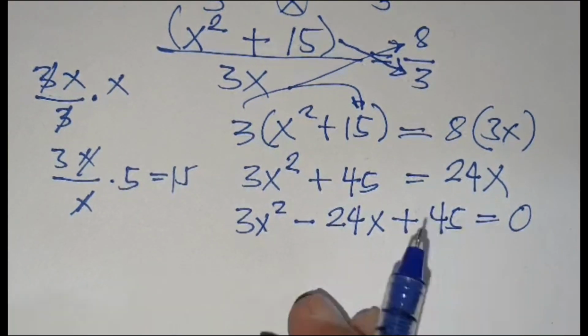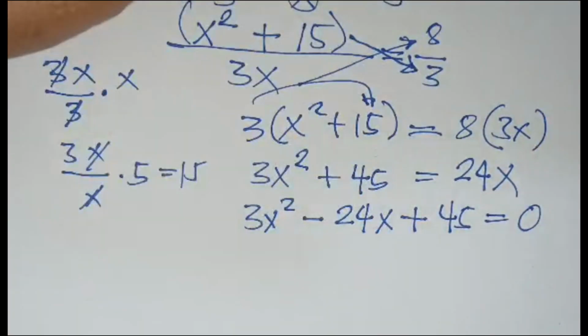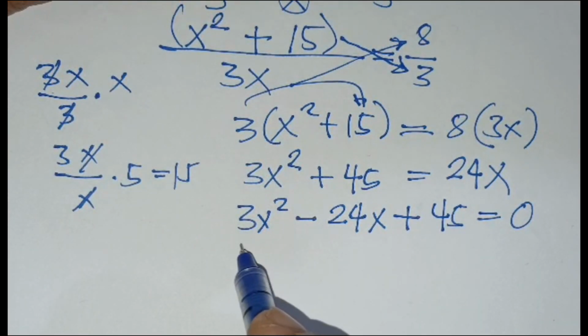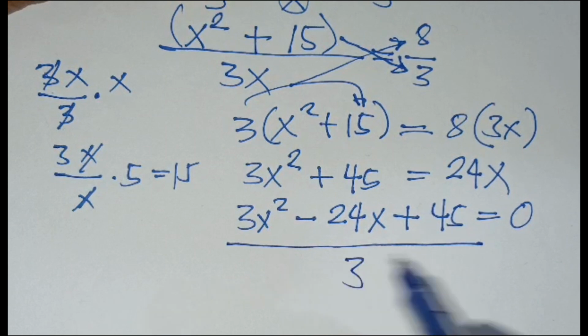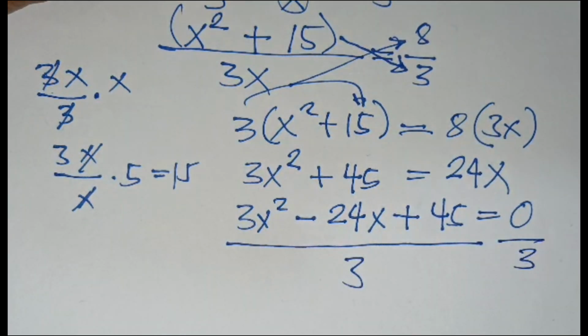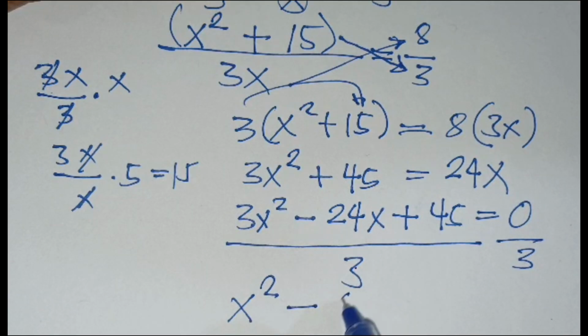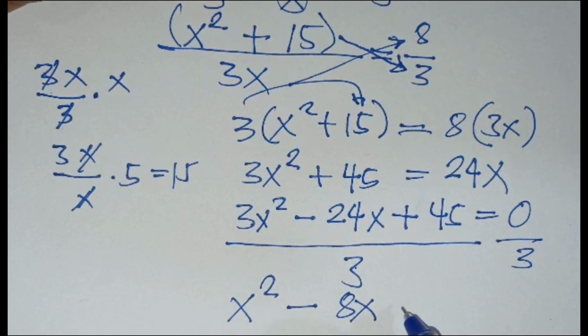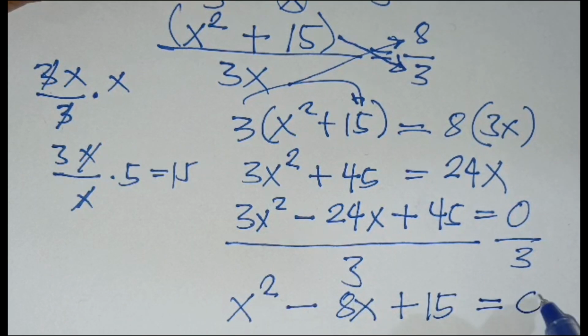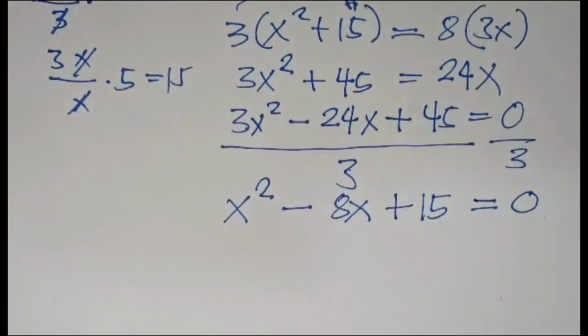Now, we can reduce the equation by dividing through by 3. So we have 3x squared divided by 3 is x squared, then minus 24x divided by 3 is 8x, then we have 45 divided by 3 is positive 15, then is equal to 0.